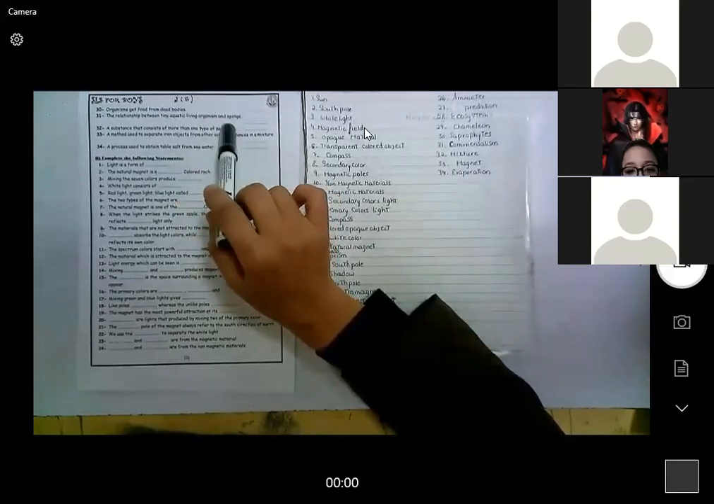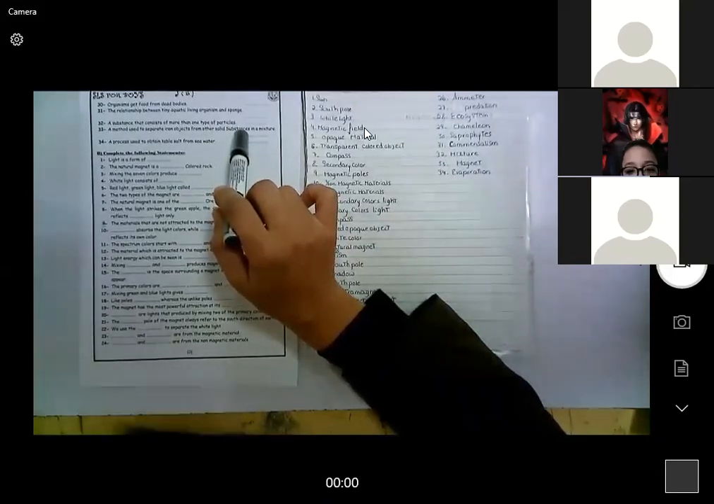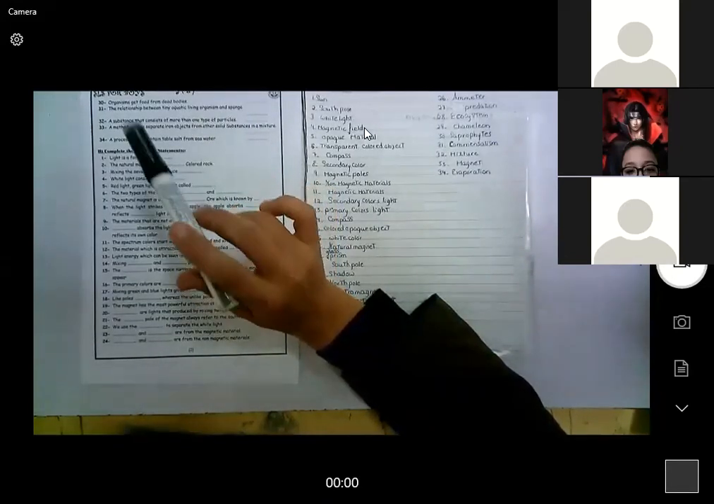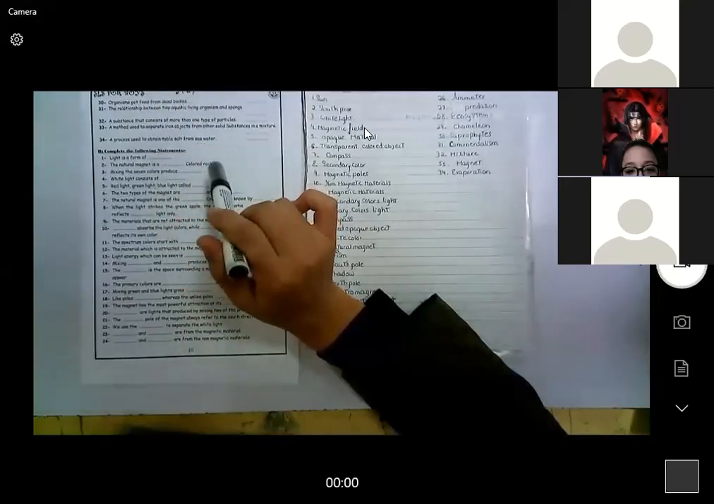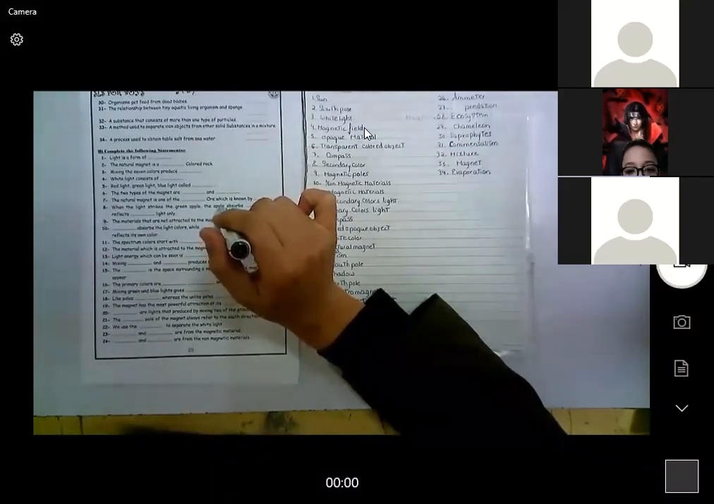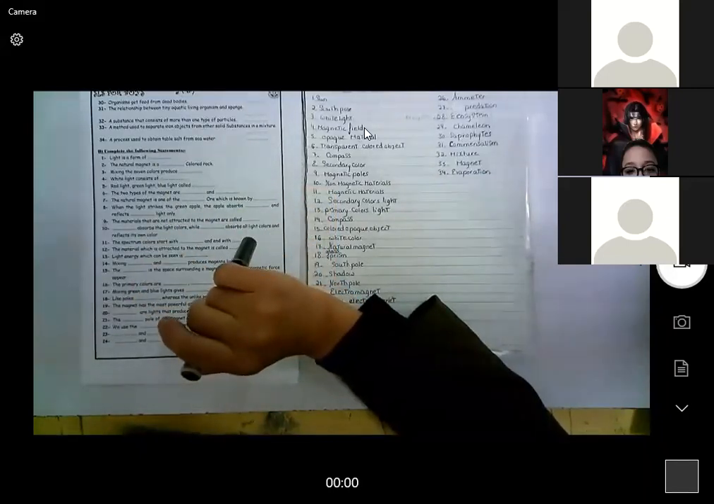Aquatic living organisms and sponge. So what do you have to write? Excellent, commensalism. In commensalism, one of them gets benefit and the other one is not harmed. But in mutualism, both get benefit. Okay.